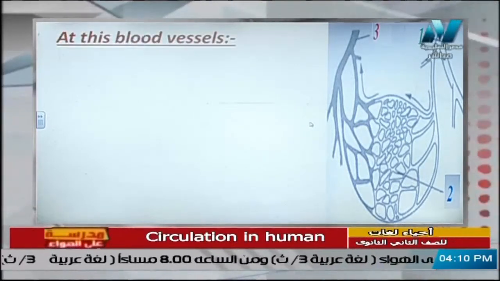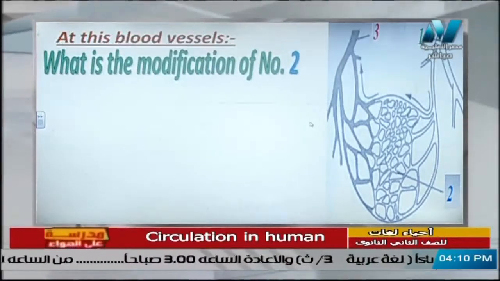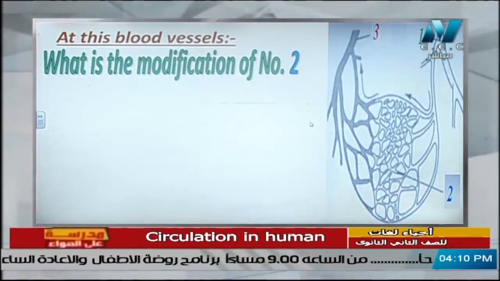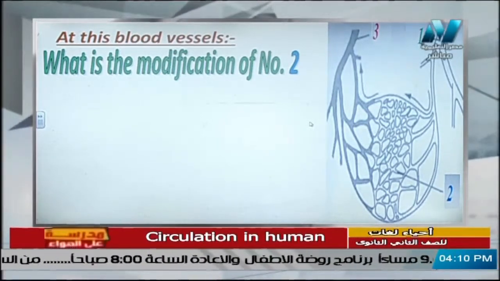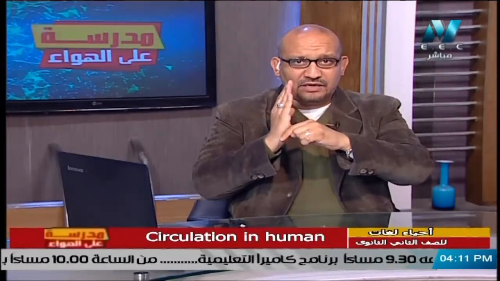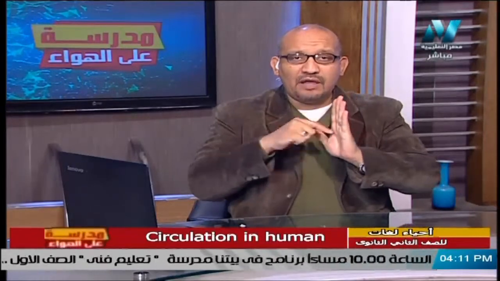So what is this question asking about? The question says: at these blood vessels, what is the modification of number 2? Here we talk about number 2. What is number 2? We have an artery, according to the direction of blood going down, so this is an artery. Here we have a vein, and among them we have blood capillaries. So here number 2 is blood capillaries.